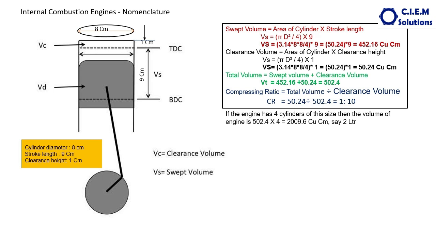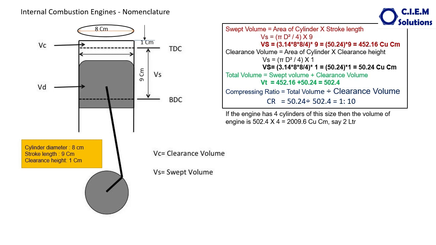If the engine has 4 cylinders of this size, then the volume of the engine is, total volume you have to take. Total volume of one cylinder, how much has it come? 502.4 into number of cylinders, 4, 2009.6 cubic centimeters, say 2 liters. A 4-cylinder engine of this size diameter and this stroke length is called a 2-liter engine.